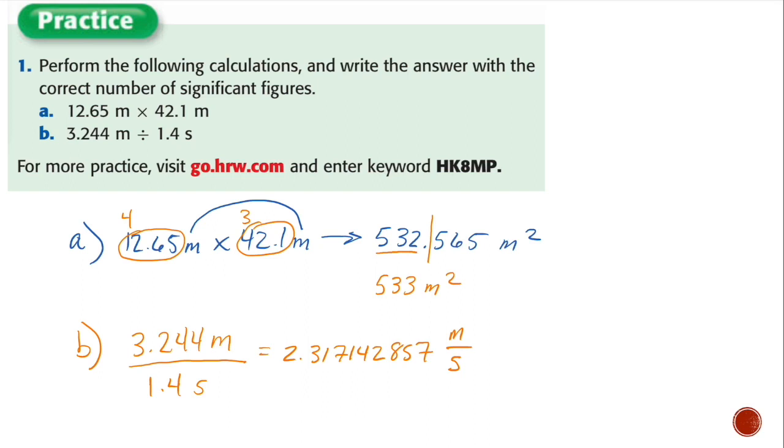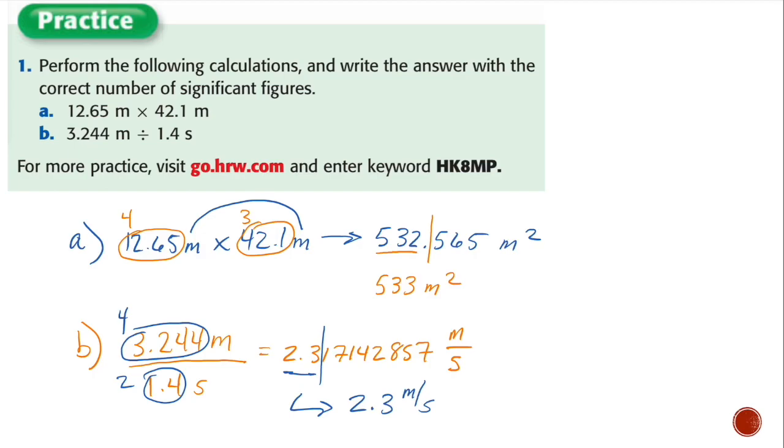Now, the multiplication and division rules are exactly the same, so we will have to come up here and count our numbers. There are 4 there and 2 there. So how many do we need in our answer? The answer is 2. So we have 1, 2, and we make a decision to round. Because it's a 1, we round it to 2.3 meters per second. Always have a label whenever a label is available.